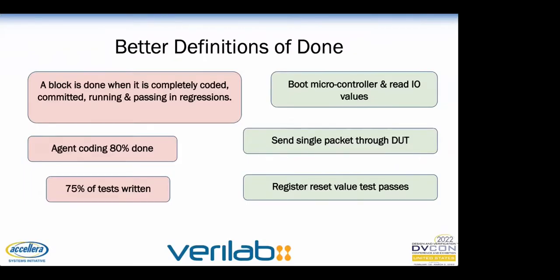So here we have some examples of poor deliverables definitions of done on the left in red, and much better definitions of done on the right in green.